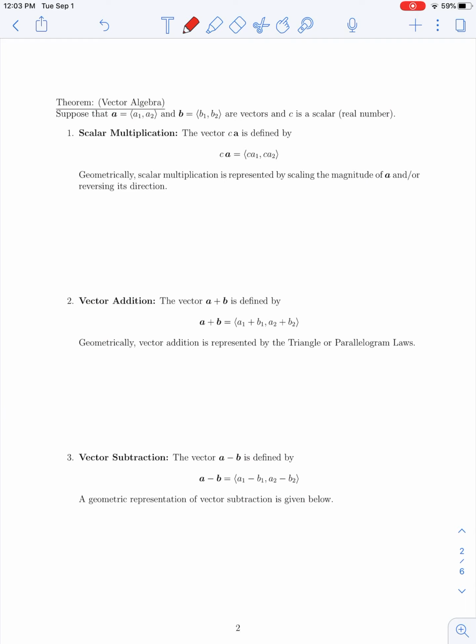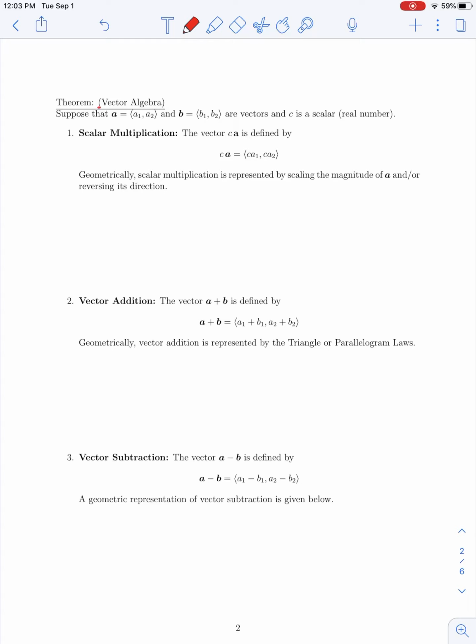Now the next thing we're going to look at before we jump into some more examples will be some arithmetic, or vector algebra. Anytime we introduce a new object in mathematics, like functions, vectors, numbers, we ask ourselves, what are some operations that we can perform on those objects? Can we add, subtract, multiply, divide these things? So let's start talking about some operations on vectors.